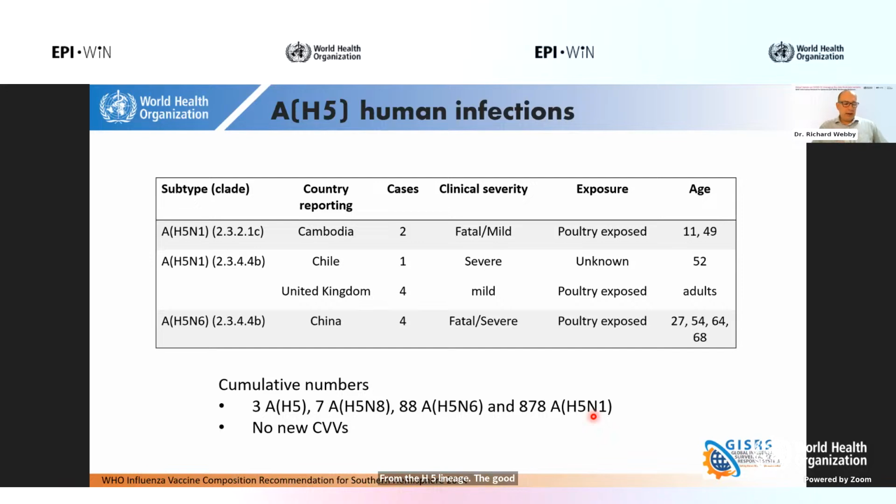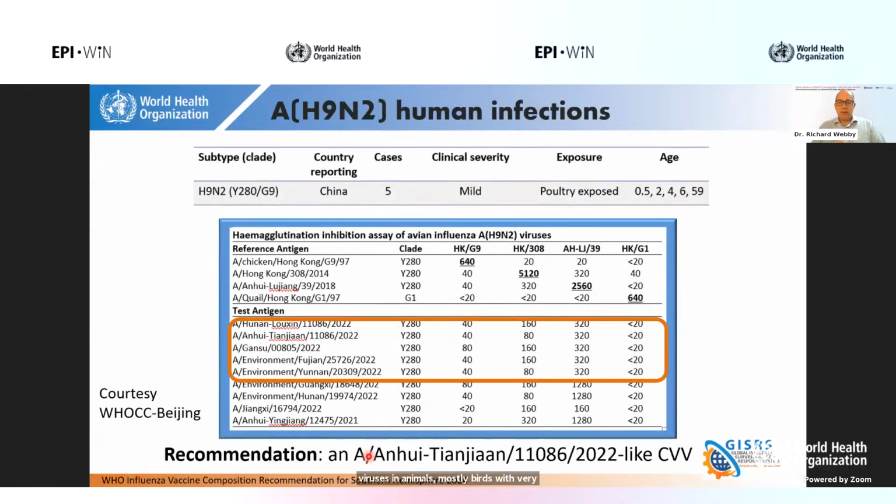The good news from a candidate vaccine virus point of view is that when we looked at these viruses circulating in animal populations, particularly those related to the human cases, we found that the candidate vaccine viruses that we've already produced still reacted very, very well with the current crop of H5 viruses. So we made no recommendations to update our list of CVVs for H5, despite the fact that there's still very, very widespread circulation of these viruses in animals, mostly birds, with very sporadic spillover into humans and other mammals.